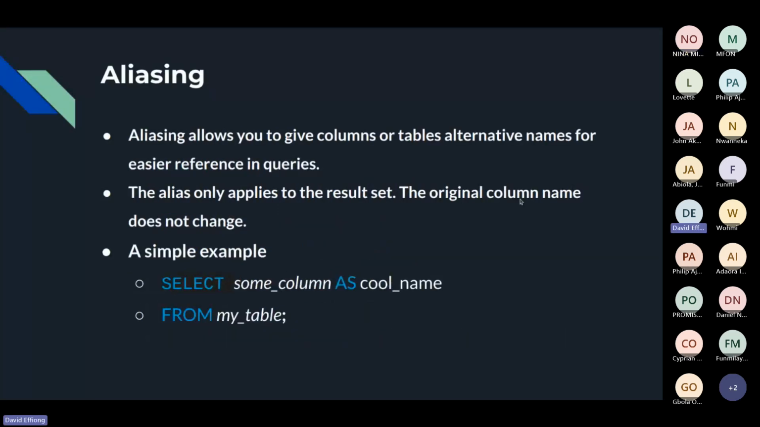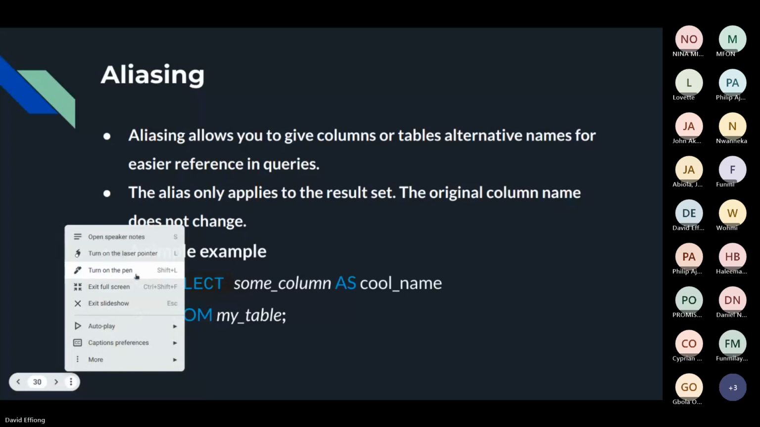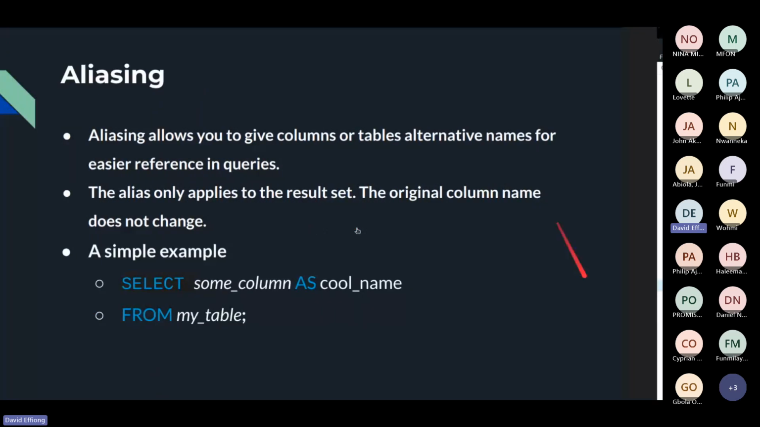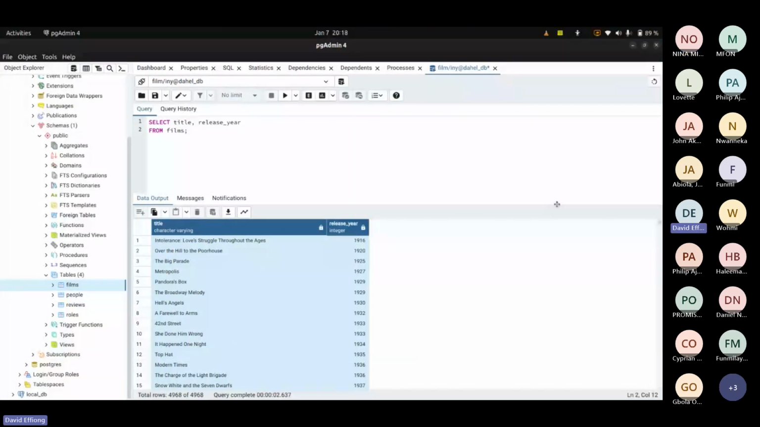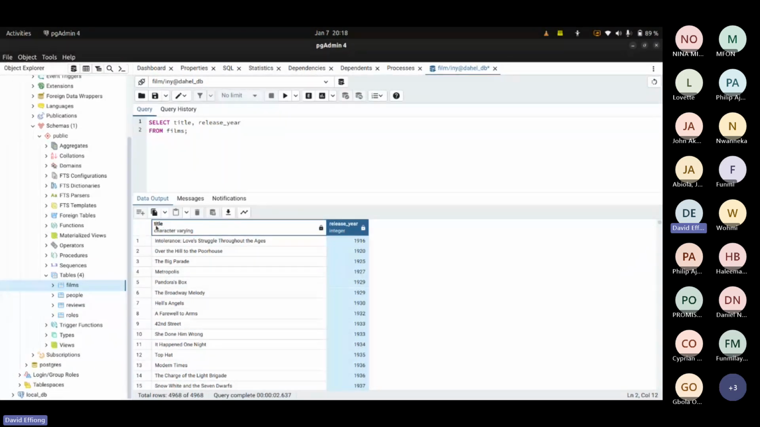The next part is aliasing. Aliasing allows you to give columns or tables alternative names for easier reference in queries. Let me explain what this means. So let me go back. You see this is your query result. Sometimes you may not want this to be the output. You don't want it to be written as title. You may want to use another name. Maybe you want to use movie title, or this one you may want to use release date, anything you want to use. Aliasing can allow you to modify the column name of the output.